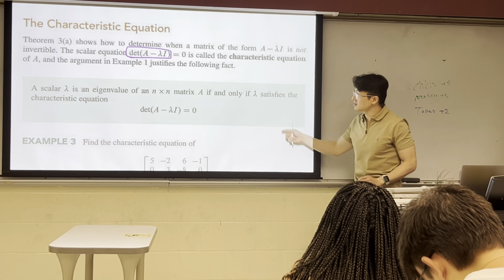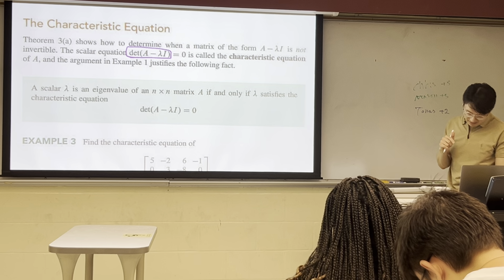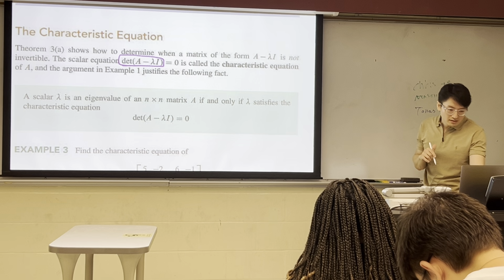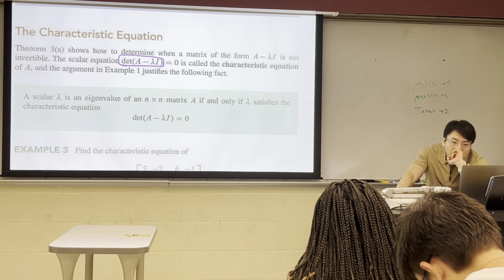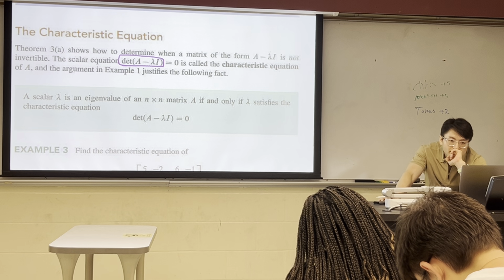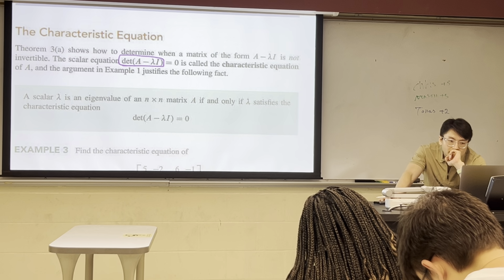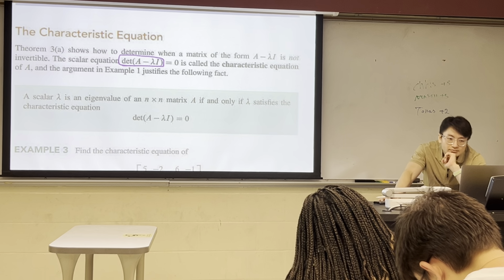David, can you read this? Theorem 3 shows how to determine whether a matrix of the form A minus lambda I is not invertible. The scalar equation determinant of A minus lambda I equals 0 is called the characteristic equation of A, and the argument in example 1 justifies the following fact. The scalar lambda is an eigenvalue of an n by n matrix A if and only if lambda satisfies the characteristic equation, determinant of A minus lambda I equals 0. Okay, thank you.